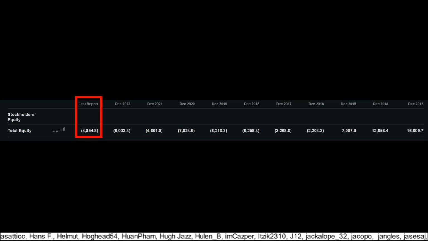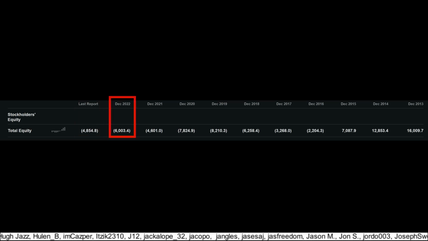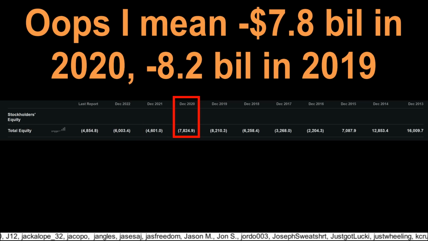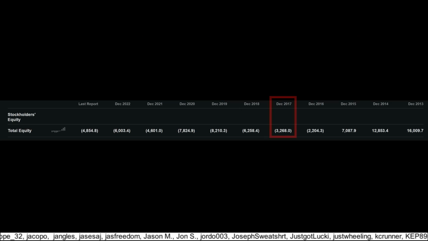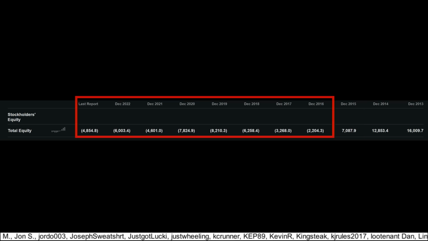So this is saying that in McDonald's last report, they had negative $4,854 million worth of stockholders' equity, which is negative $4.8 billion. In 2022, they had minus $6 billion, then in 2021, they had minus $4.6 billion, then in 2020, they were at minus $8.2 billion, then minus $6.2 billion, minus $3.2, minus $2.2 in 2016, then positive $7 billion of shareholders' equity in 2015. Basically, McDonald's shareholder equity has been negative for the last 8 years.